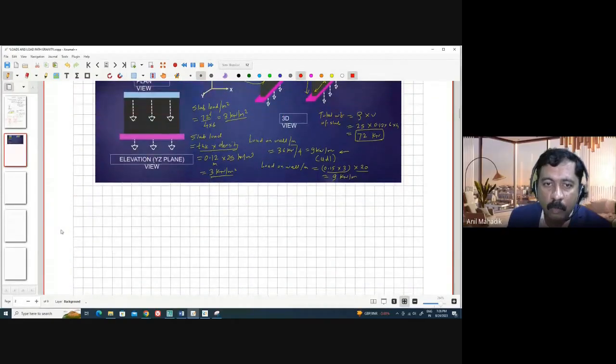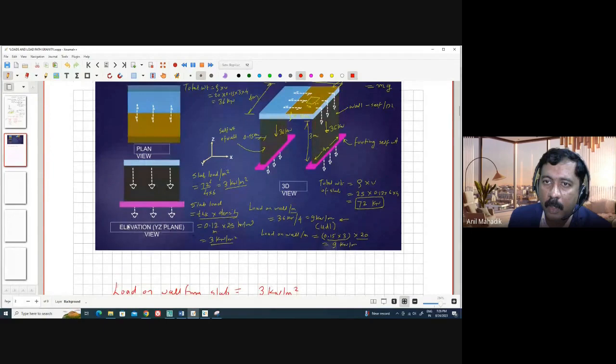Yes, so load on wall from slab is equal to, so you should know the slab load. Slab load कितना है हमारा? 3 kilonewton per meter square. Okay. अभी ये हमने यहाँ निकाला था 36 divided by 4, that is 9 kilonewton per meter.